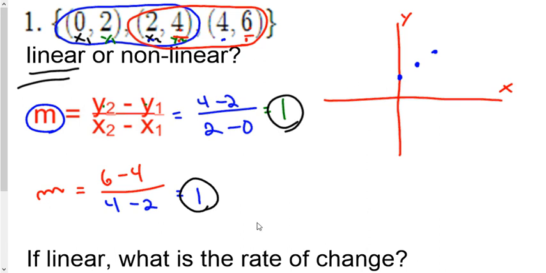If it's linear, what's the rate of change? What does this mean right here?